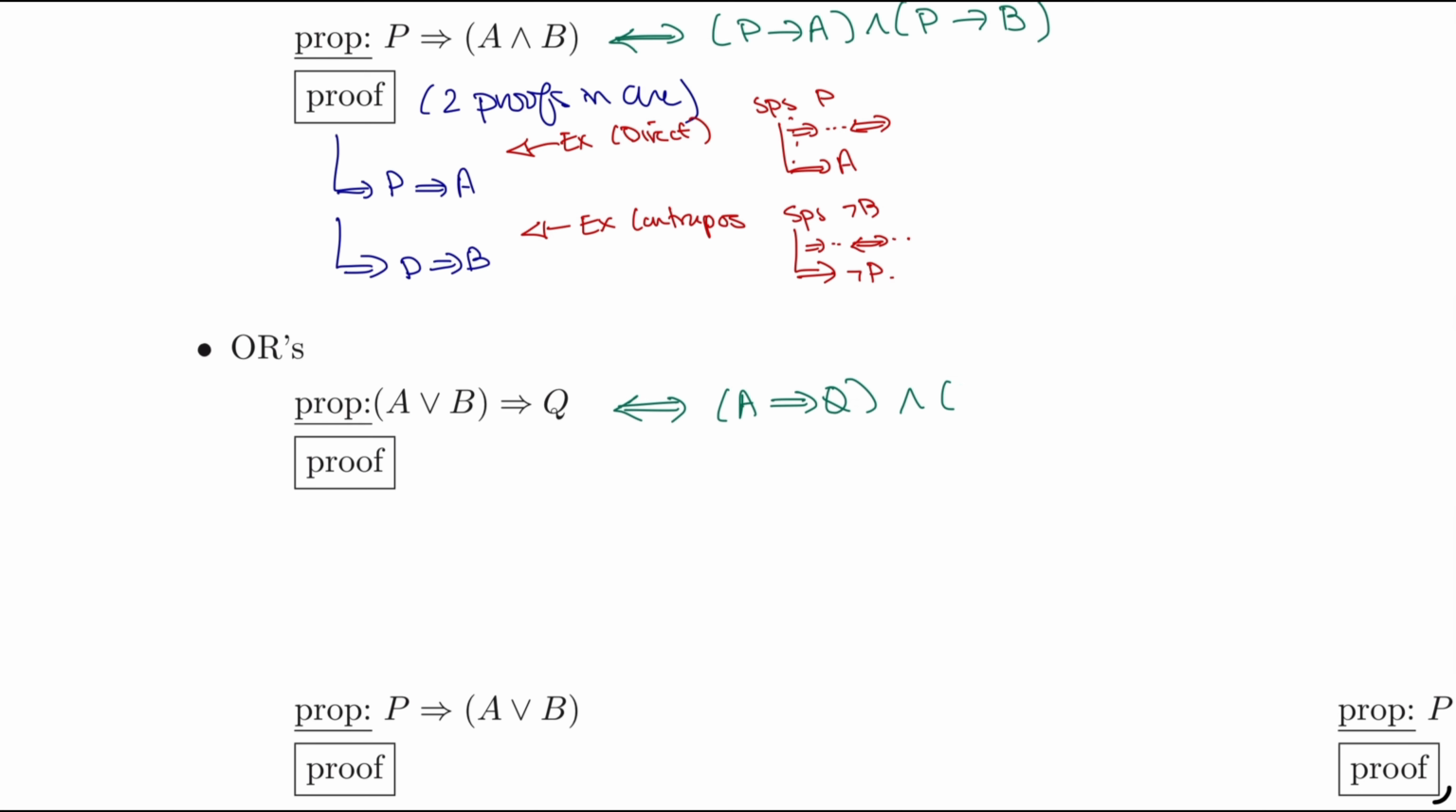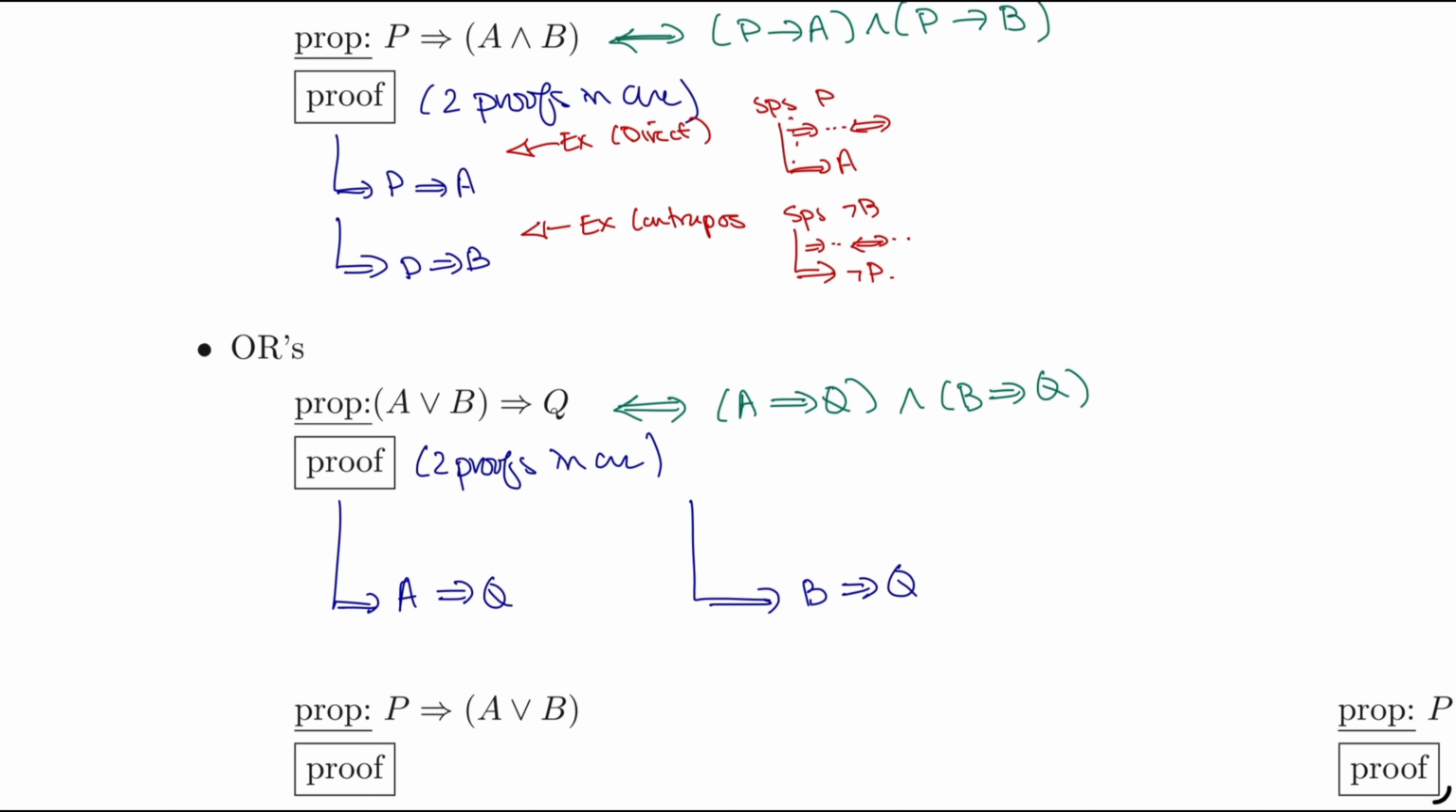And I should say, B implies Q. So again, we have 2 proofs in one, or 2 cases. We need to prove A implies Q, and then we need a separate proof to show that B implies Q. And once again, you might approach these proofs, you could use direct proof, you could use contrapositive, you could use conditionals. If there are quantifiers in the statements A, B, or Q, you might be using some sort of existence or instantiation proof. You have lots of options there.